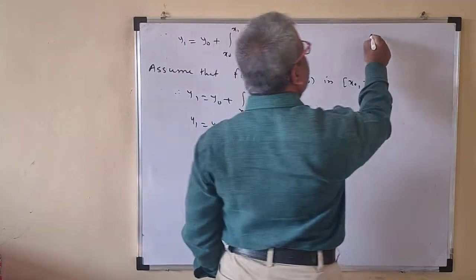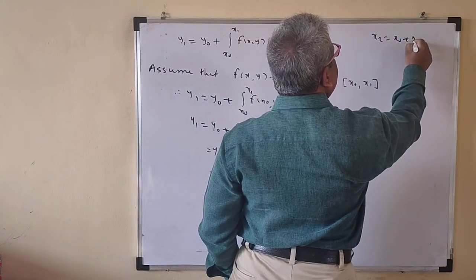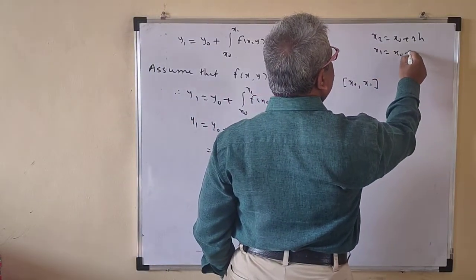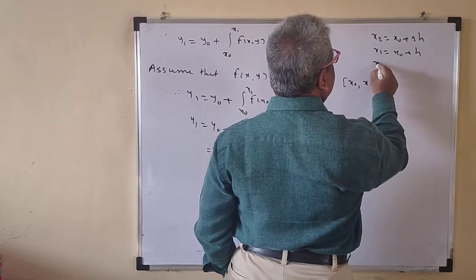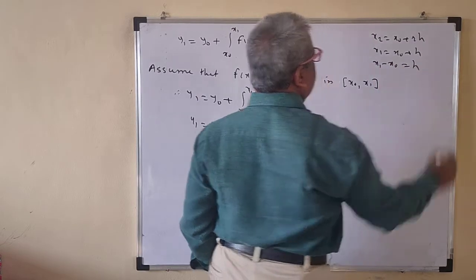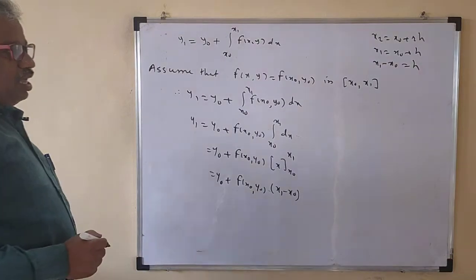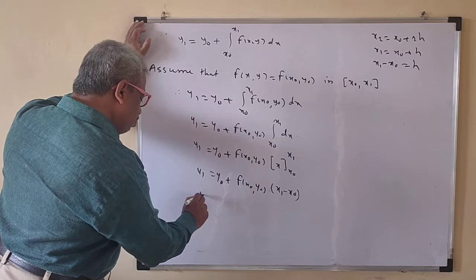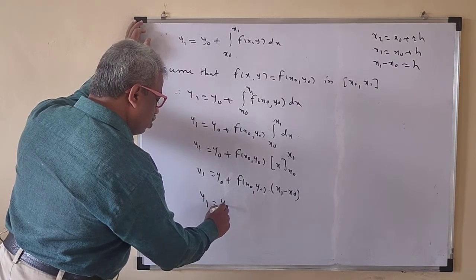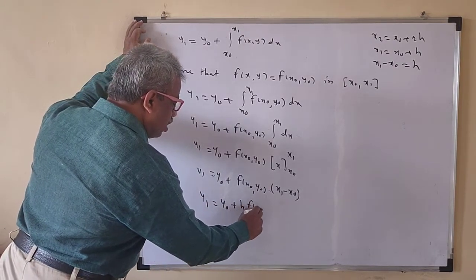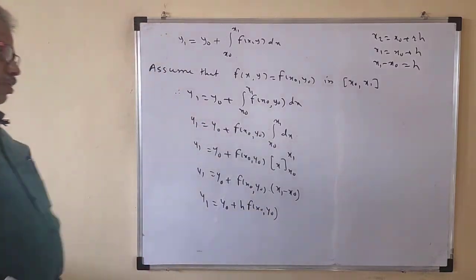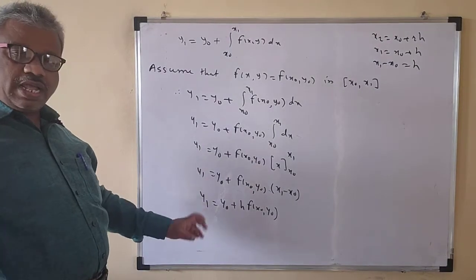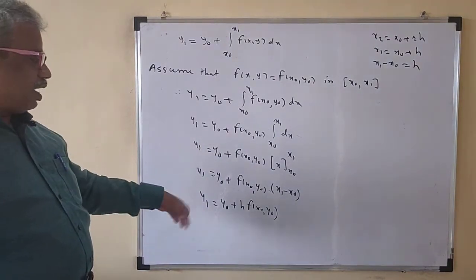Now what is xr? xr = x0 + rh. So x1 = x0 + h, and x1 - x0 is h. So y1 = y0 + h f(x0, y0). That gives us the value of y at x1.